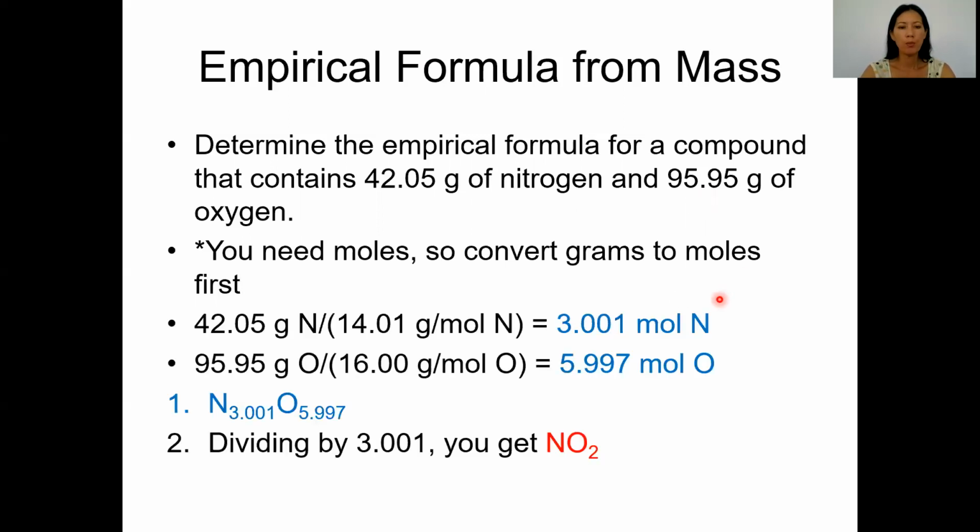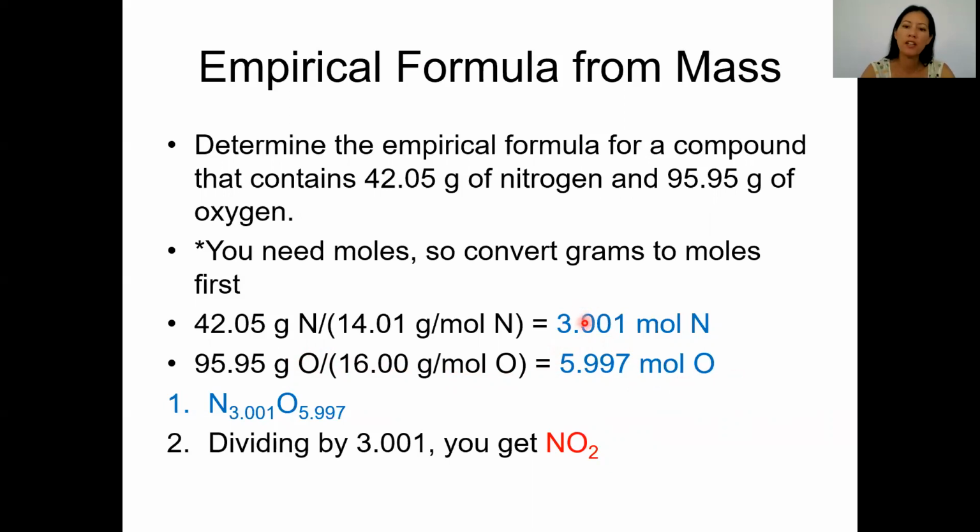Okay, I'm going to work through this problem now. Going from grams of N divided by its molar mass of 14, I get 3.001 moles of nitrogen. I do the same for O, and notice we're just talking about O itself, so it's not the molecule O2. So I'll use the 16.00 grams per mole of O, and I'll get almost 6 moles of O.